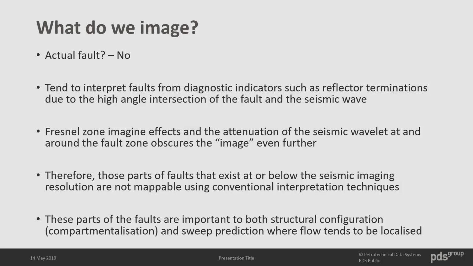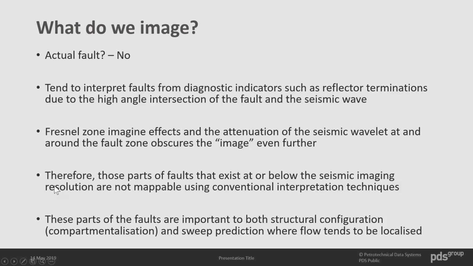So what we're relying on is those lower angle horizon reflectors to give us an idea of where that fault is. Add to that issues like Fresnel zone imaging and attenuation of that seismic wavelet at and around the fault zone, we obscure what we call the image of the fault even further.